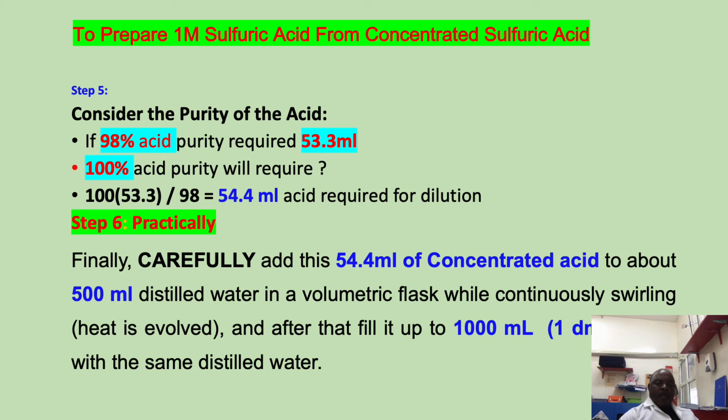Then, in the course of adding the acid, we keep on swirling it to ensure a uniform mixture. By doing this, we have to fill up the volumetric flask up to the 1000 ml mark. By doing this, we have 1 molar solution of acid from the concentrated acid.